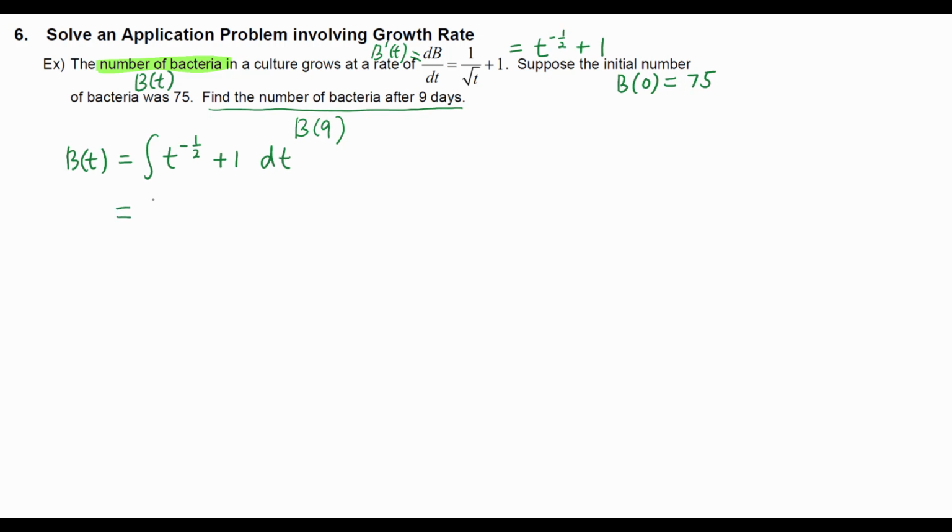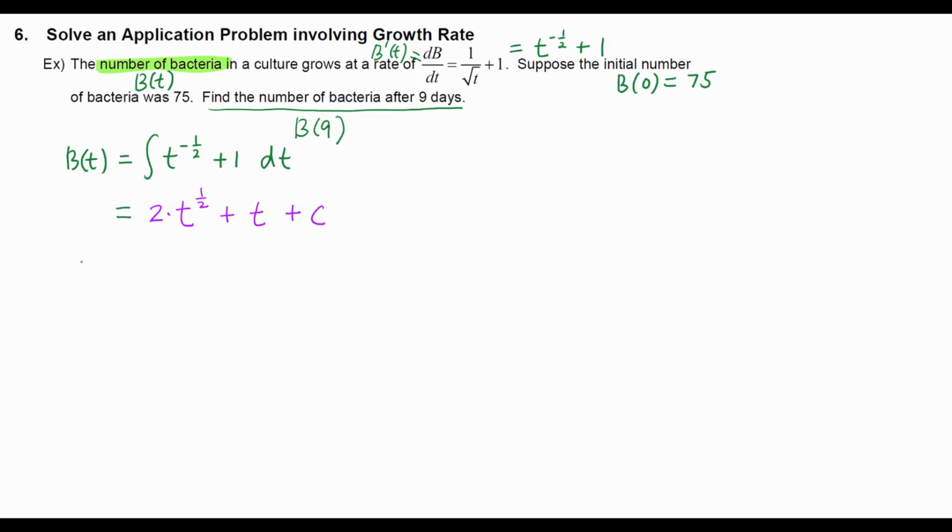Then this is equal to, when I add 1 to the power, I get positive 1/2 power. Since my power becomes a fraction, I'm going to multiply by its reciprocal instead of dividing and making a complex fraction. So that will be 2 times t to the 1/2 power. So 1/2 and 2 are reciprocals of each other. Plus, the integral of 1 dt is just t plus c.